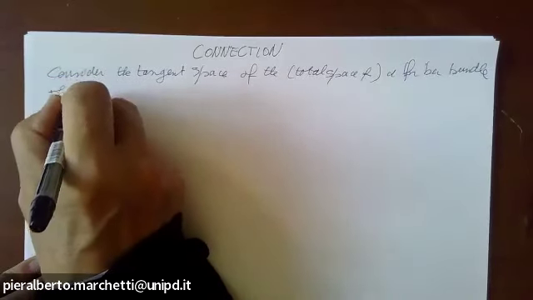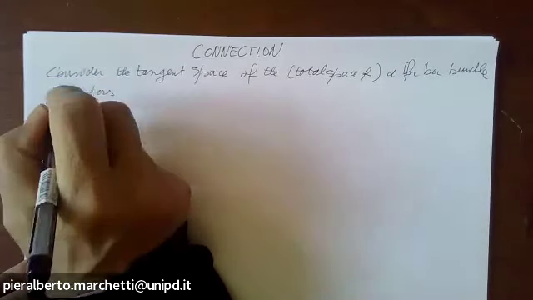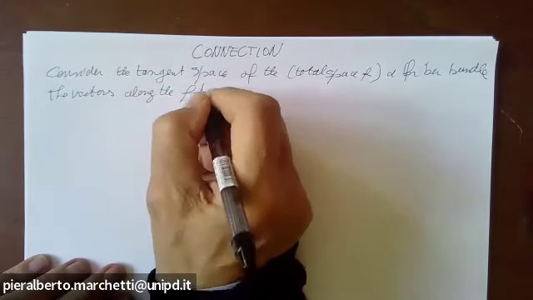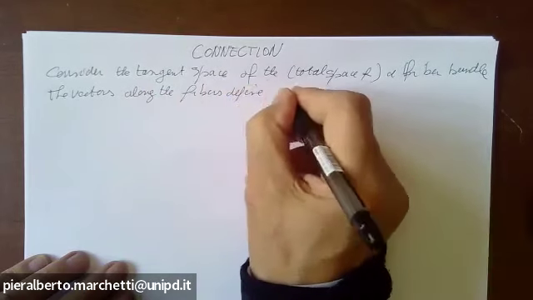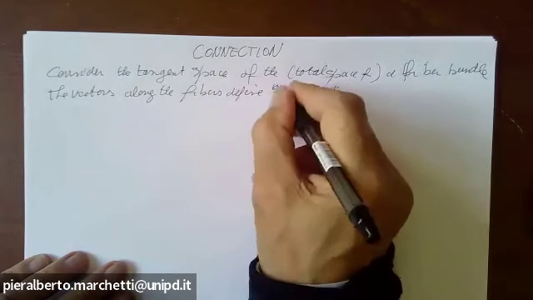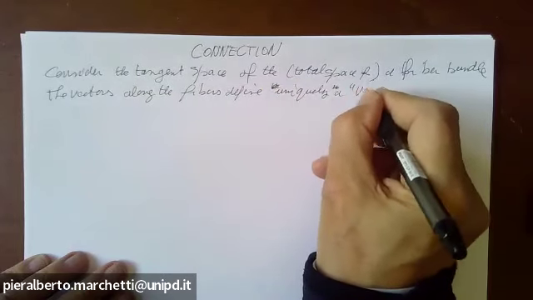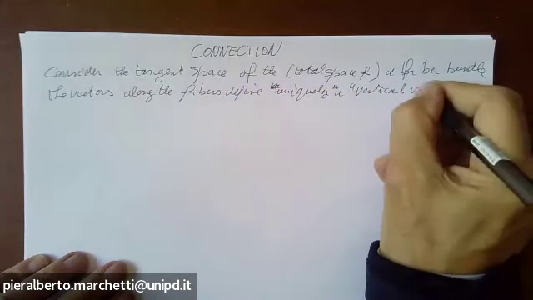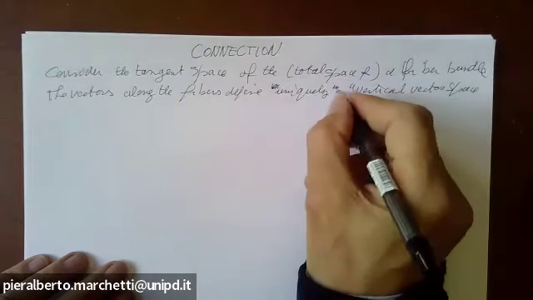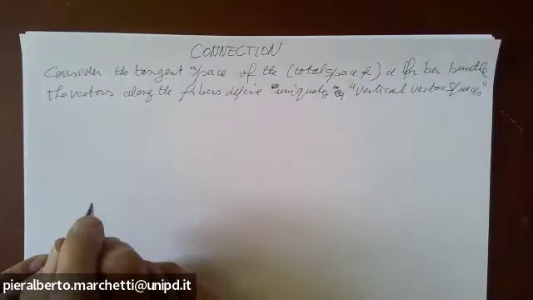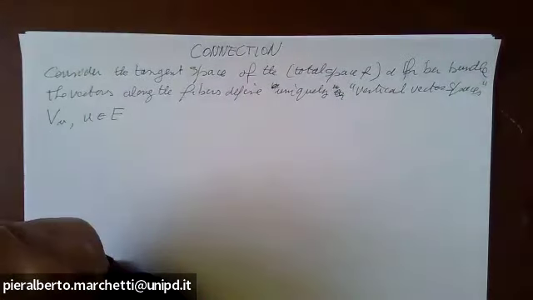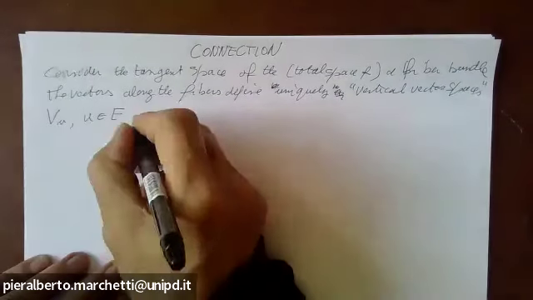So the vectors along the fibers define uniquely a vertical vector space, or define uniquely vertical vector spaces. Let's call it V_u, corresponding to the point u in the total space E of the bundle. And the other vectors?